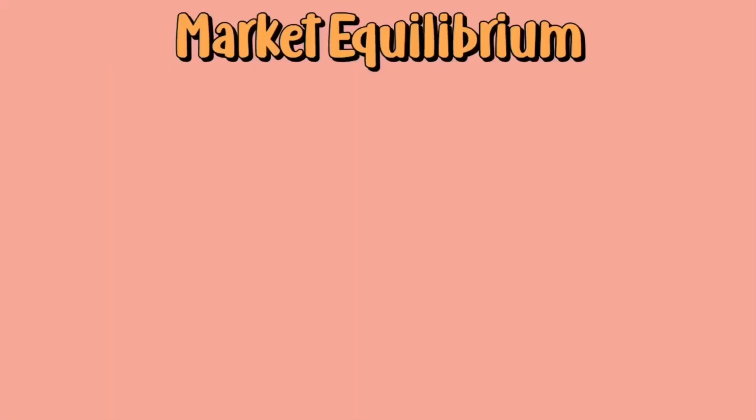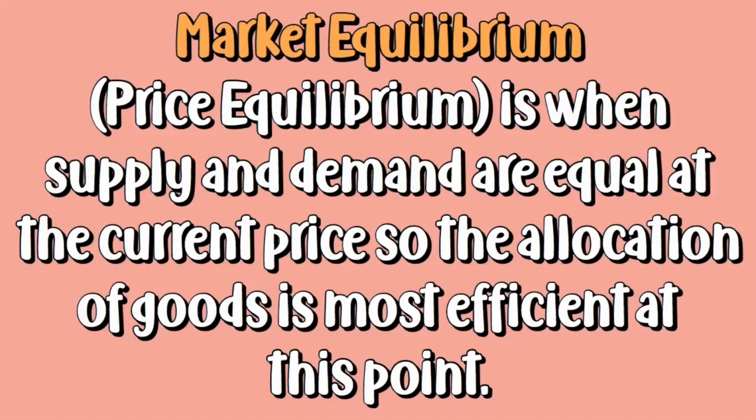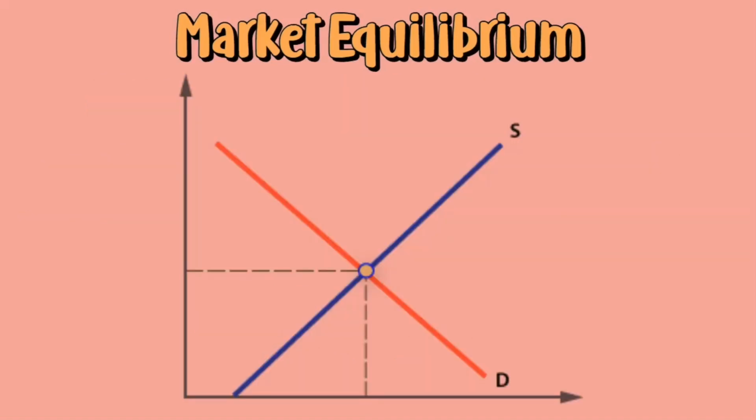So now let's look at market equilibrium. Market equilibrium is also known as price equilibrium, and this is when supply and demand are equal at the current price. So the allocation of goods is most efficient at this point. Here is the supply and demand curve, and where the two curves intersect is the market equilibrium.